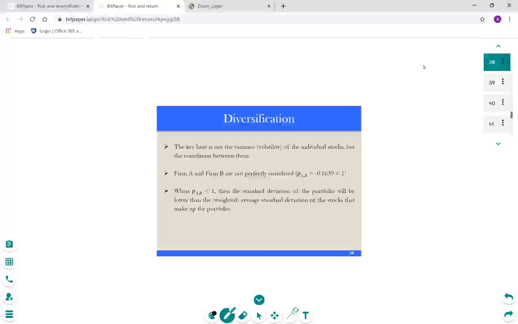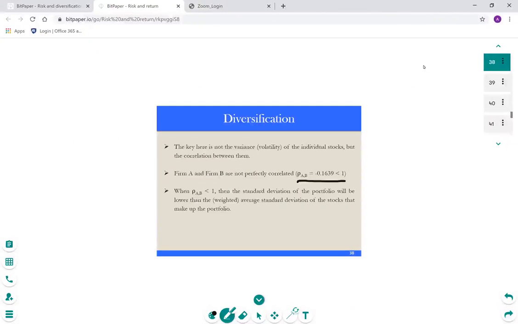And the source of that difference is the co-movement of the 2 stocks. The fact that they don't move perfectly together, that sometimes one is up and the other is down, and when one is down, the other is up. That's what is implied here by this correlation of less than 1. And this is the thing that's driving the standard deviation of the portfolio being less than the weighted average of the standard deviation of the individual stocks.